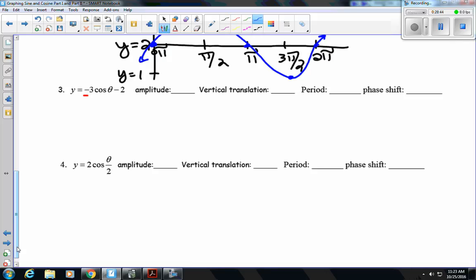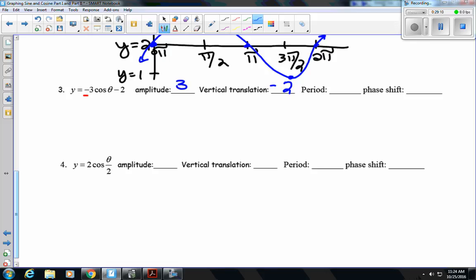All right, so what is the amplitude? It's 3. Amplitude is always positive. It's not negative. It is an absolute value of that A value. All right, what about a vertical translation? So either -2, down 2, an arrow down 2, whatever your indication is, but it has to include a direction. It can't just be a number.